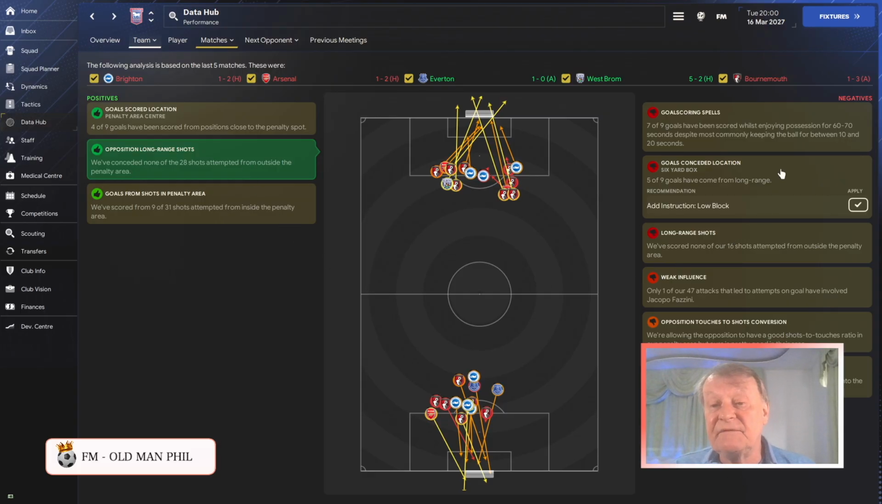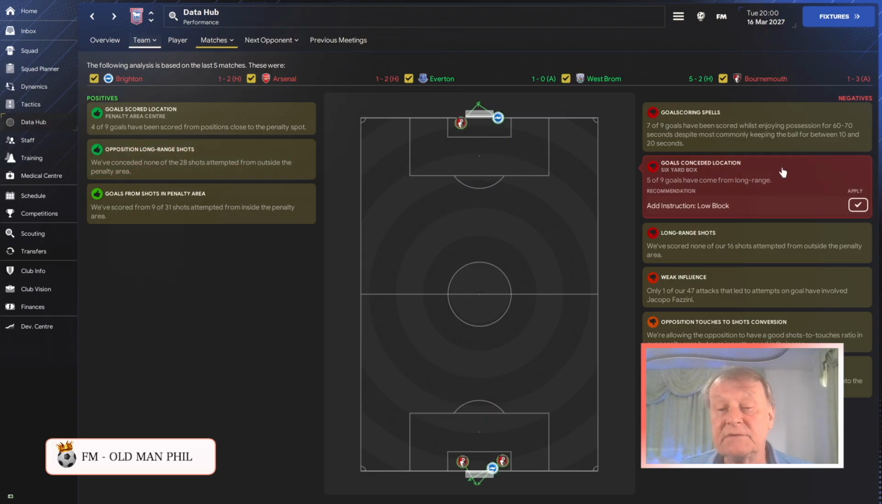And in terms of defending on the negative side, we do concede a lot of goals from inside the 6-yard box. And it is important possibly then that we look at going into a low block, getting more bodies behind the ball. Maybe then that will help us in terms of increasing the amount of blocks that we are producing.